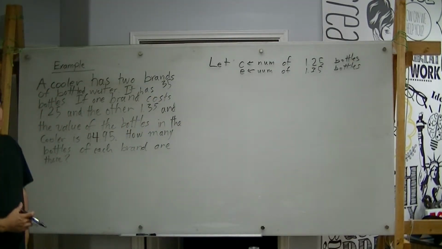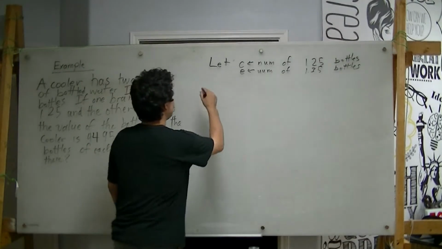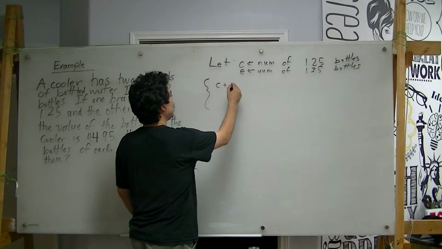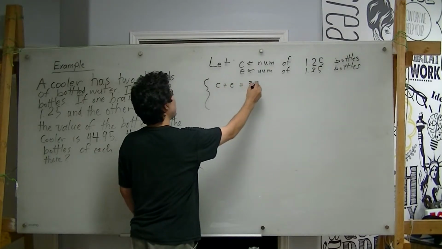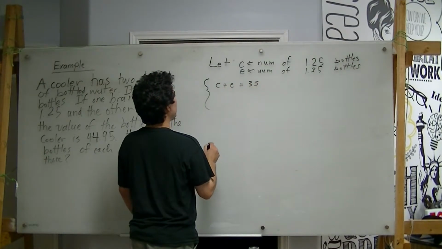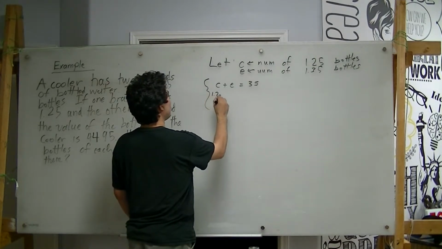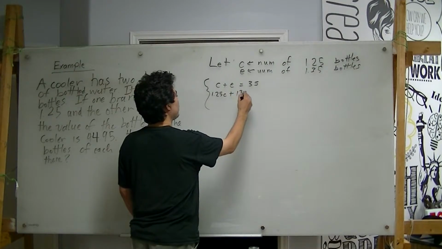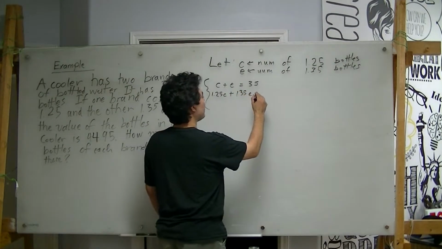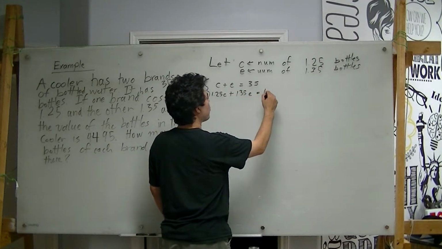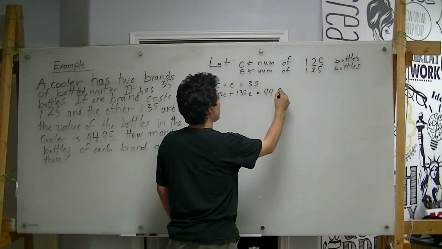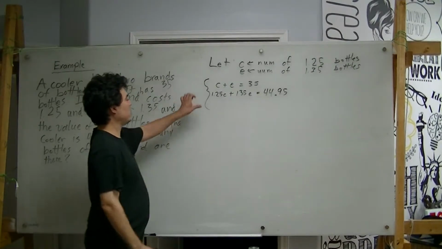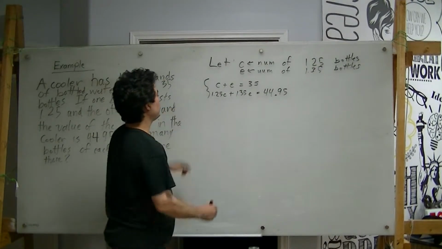Given this setup, we're now prepared to make the system. By now, I think it's clear that C plus E has to equal 35 because there's 35 bottles, and that 1.25 times C plus 1.35 times E will give us the 44.95. And so now we have set up our system of equations.